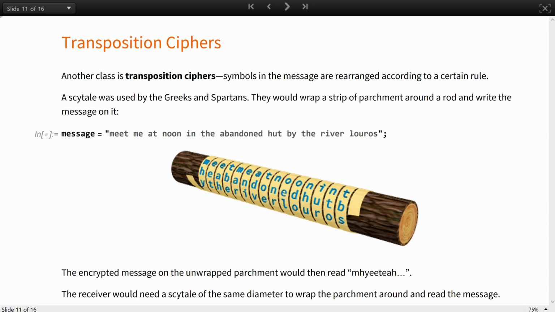Another class is transposition ciphers. Symbols in the plaintext are rearranged according to a certain rule. One of the most ancient examples of a transposition cipher is the skytale, used by Greeks and Spartans. They would wrap a strip of parchment around a rod and write a message on it. Here is how a message "meet me at noon" would look on a skytale. The encrypted message on the unwrapped parchment would then read M, H, Y, and a bunch of letters, and the receiver would need a skytale of the same diameter to wrap the parchment around and decrypt the message.